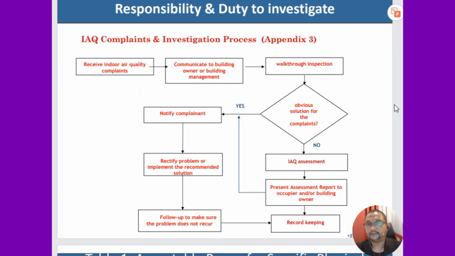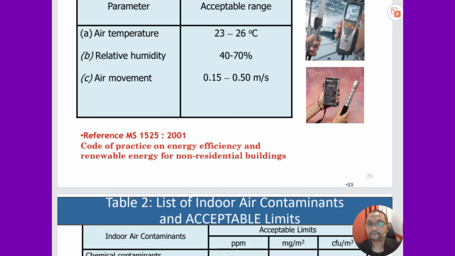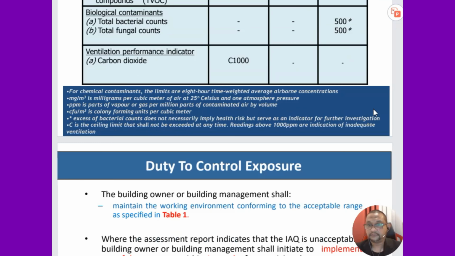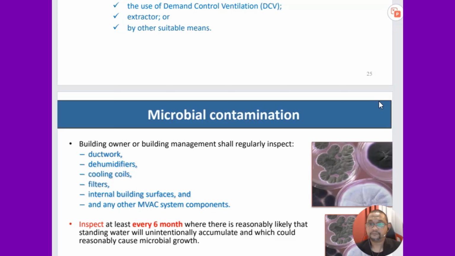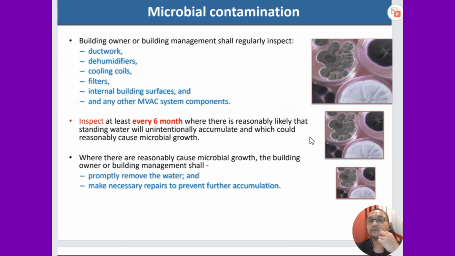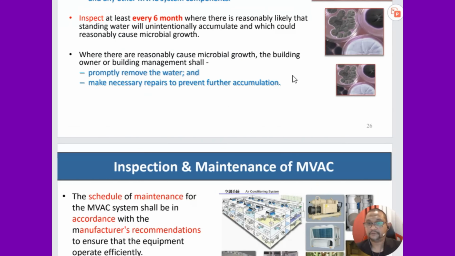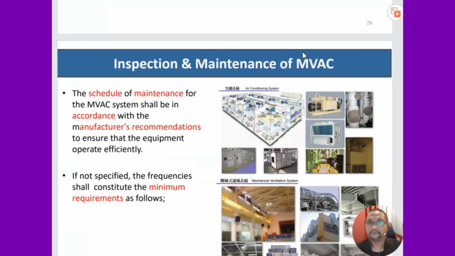This is all the responsibilities and duties. This is a microbial contaminant. Inspection and maintenance of MVAC.